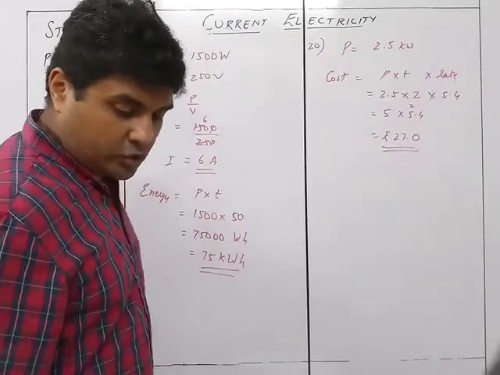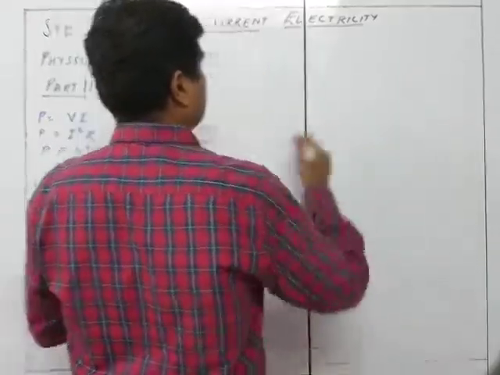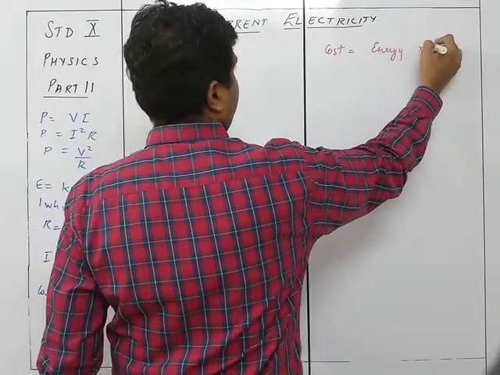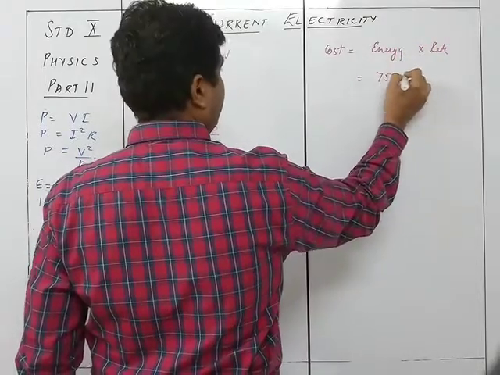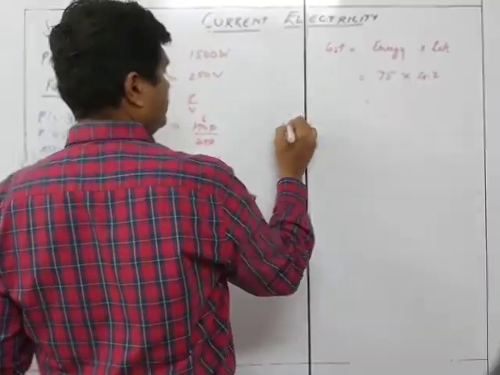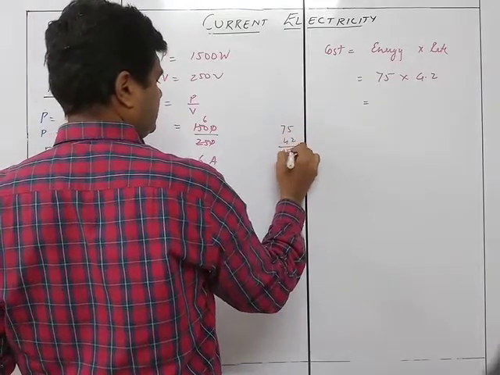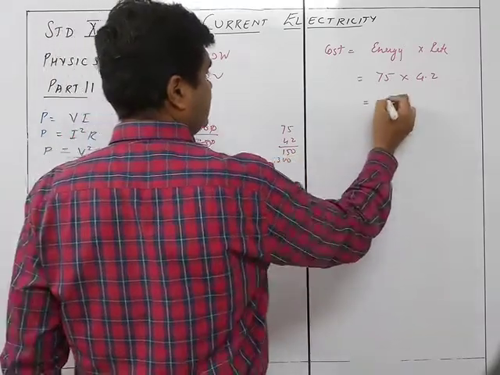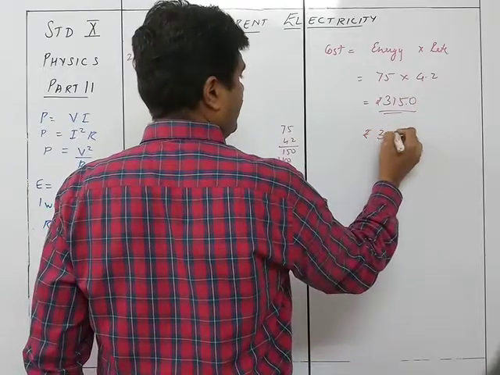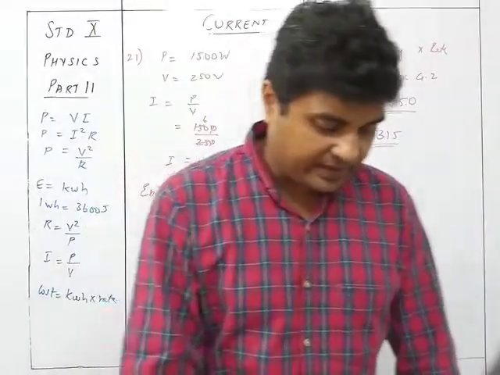And the cost of energy consumed at 4 rupees 20 paisa. So the third part, cost is equal to energy into rate. So that will be 75 into rate, which is 4.20. That's 315. So that is given as rupees 315 will be the answer. So that was the last sum of the exercise.